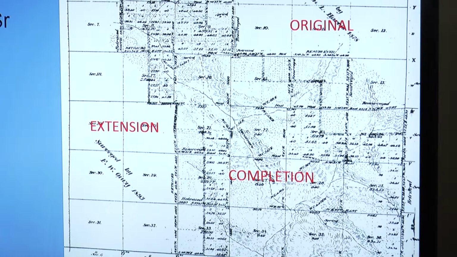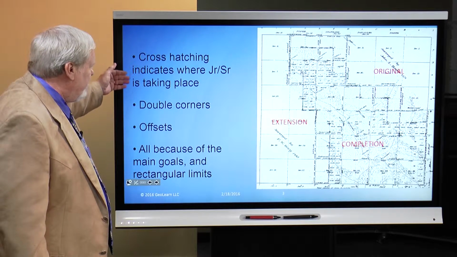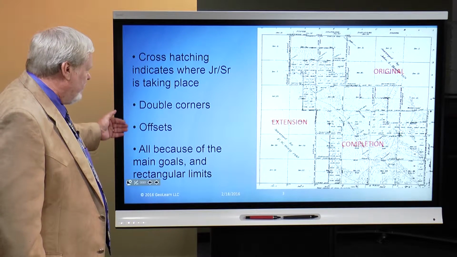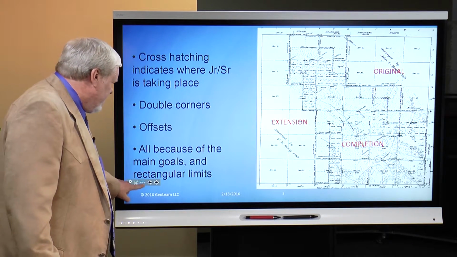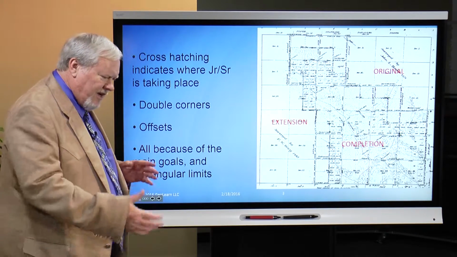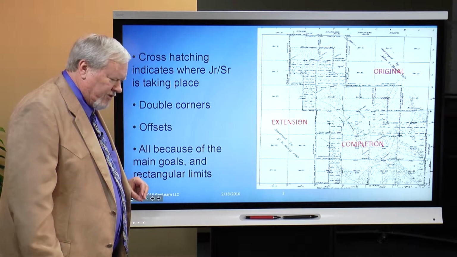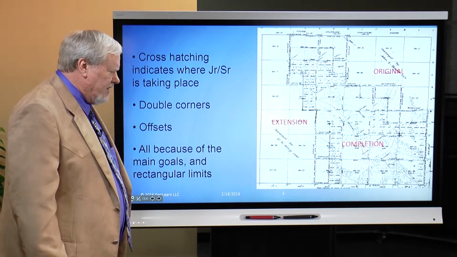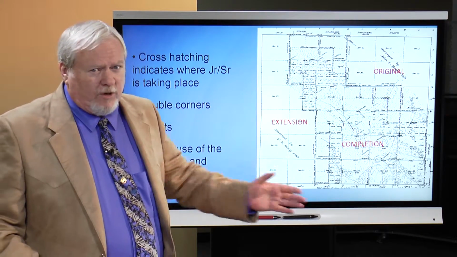We learned in the previous portion of the course that cross-hatching indicates where the junior-senior relationship takes place. You can have double corners and offsets, and all of this is because when they did the most recent survey, they were trying to maintain rectangularity, which we defined, and to create as many aliquot parts as possible, which we discussed. So that's what this slide was about, to bring us back up to speed on this topic.